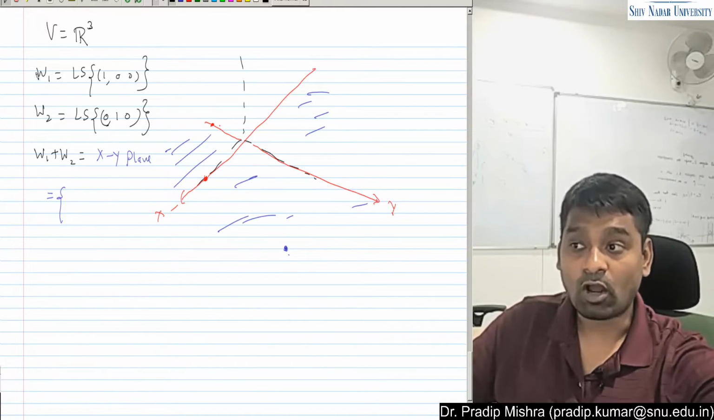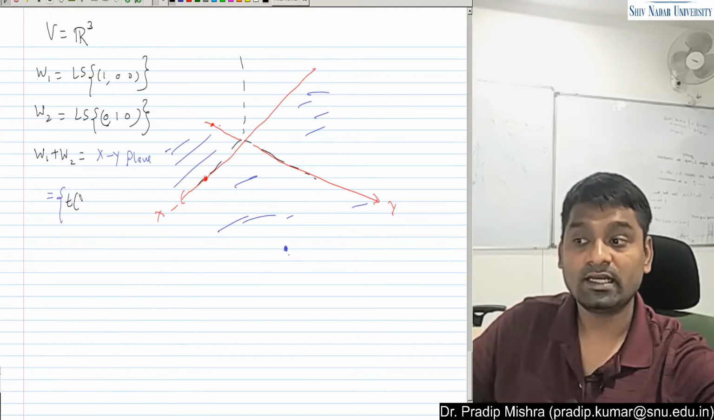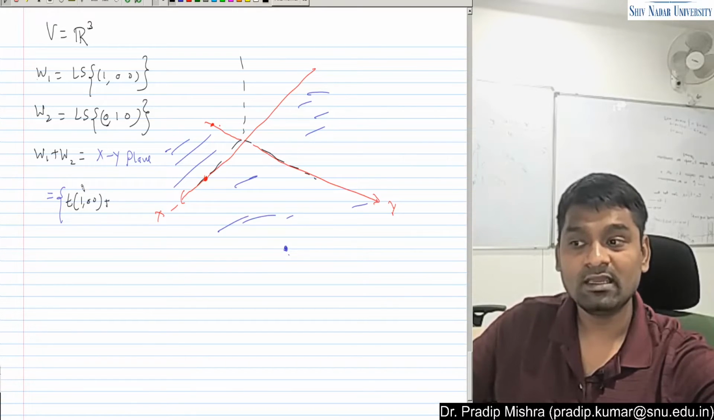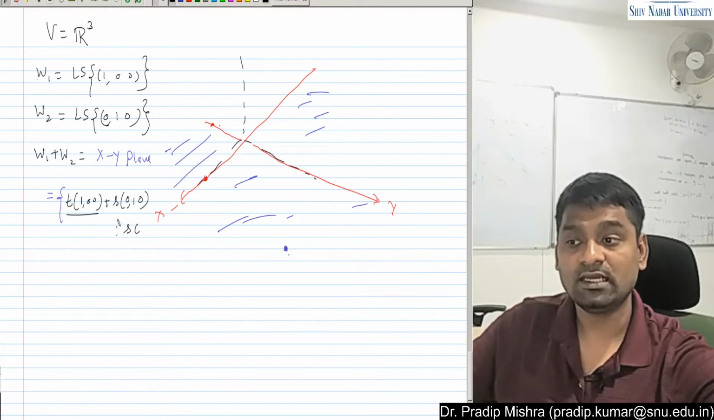So basically, how does some element look like? Some element will look like T of (1, 0, 0). And how does some element here look like? Again T, but T you have already used. So say S of (0, 1, 0). This is any element, so T and S vary over any element. So this belongs to R.